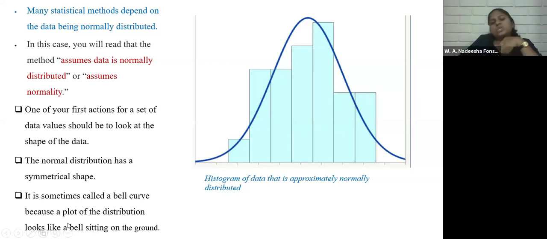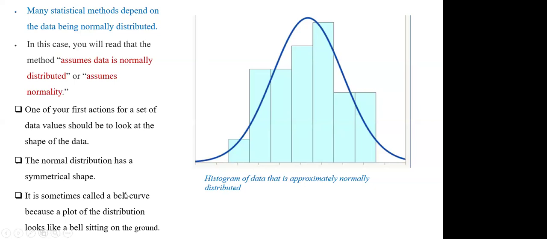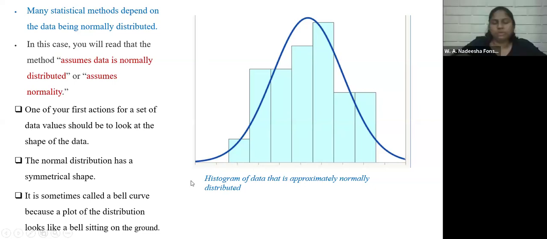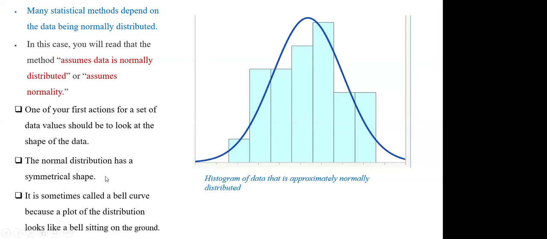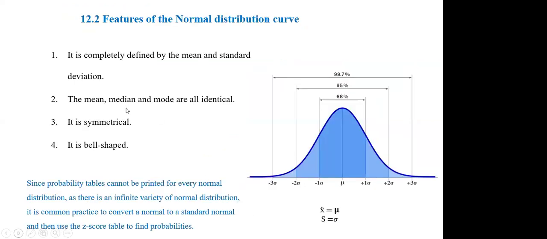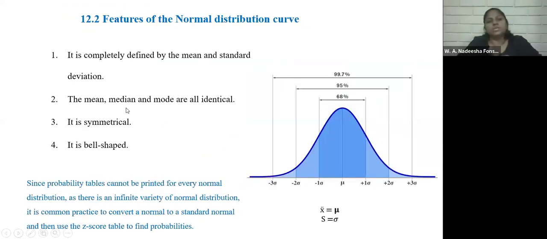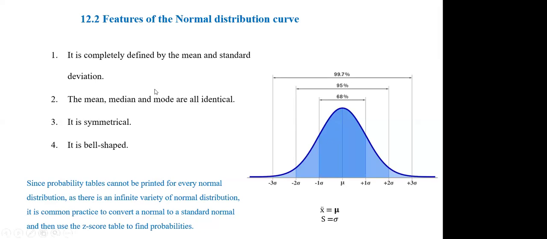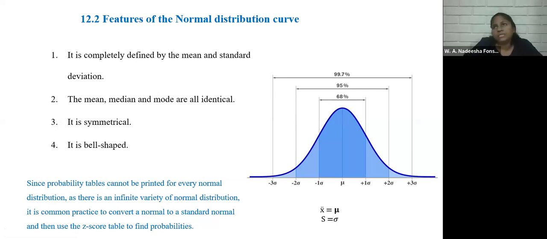So the normal distribution curve, we call it a bell-shaped curve. It is like a bell sitting on the ground. When we put the bell on the ground, that is the shape. So these are the features of the normal distribution curve. We discussed these things with the Z score also. In the normal distribution curve, we know mean, median, and mode all coincide with each other as the central line.